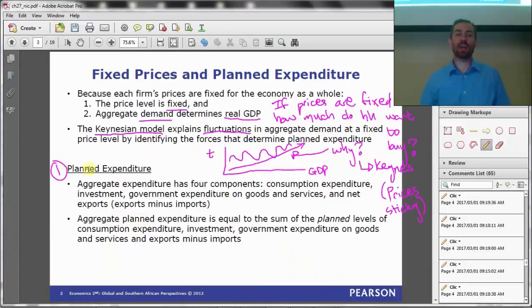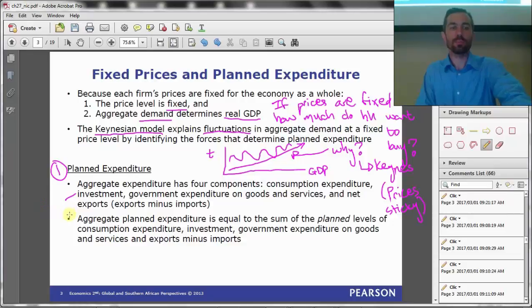So going back one slide, planned expenditure. Aggregate expenditure has four components: consumption, investment, government spending, and net exports. What's important about this is when we talk about investment here, it is planned investment. Sorry, I see that. I've done it on the wrong one there. Let me just get rid of that.